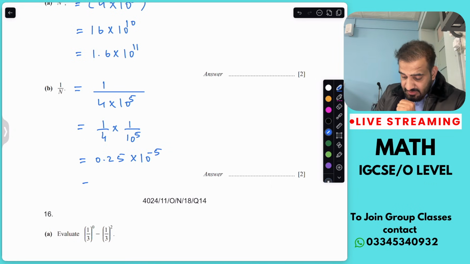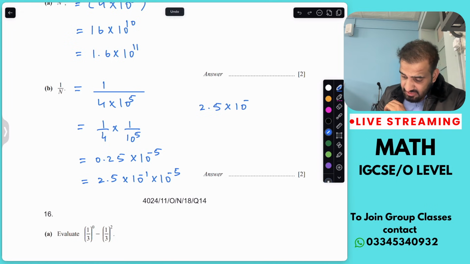So this is not in standard form. Bring decimal to the right. So 2.5 cross 10 raised to power minus 1 cross 10 raised to power minus 5. Sometimes I write directly, okay, and sometimes I explain these basic steps.